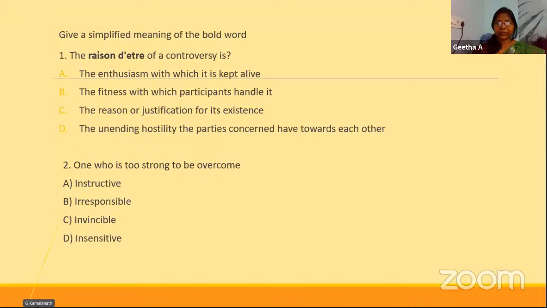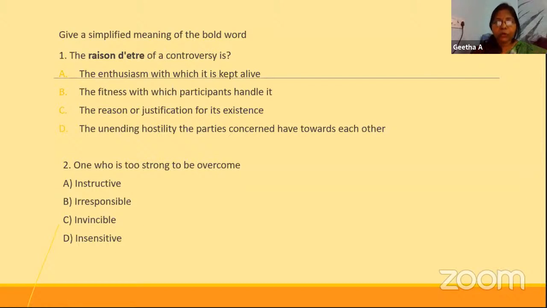So we have options: the enthusiasm with which it is kept alive. Actually it is a controversy, so you can relate it like that and see how it goes. The fitness with which participants can handle it. The reason or justification for its existence. And the unending hostility the parties concerned have towards each other. So try to guess the answer for the first one and we'll move on to the second one.